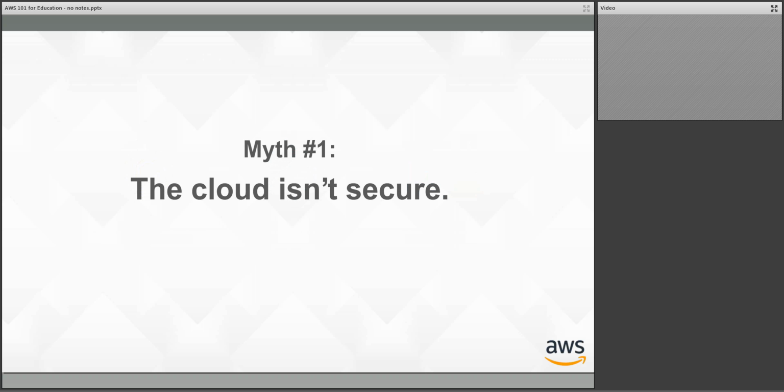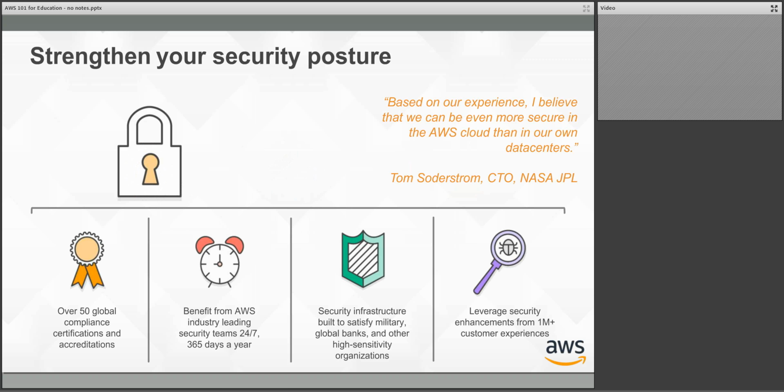We're going to run through a bunch of common myths that we've seen over the years of doing this when we talk to customers. The first myth is the cloud isn't secure. And that was a common question that we had going back to 2006 when we started. And we find now that security is actually the driver. More and more we have customers coming to us believing and saying that they would be more secure in the AWS environment than doing that on their own.